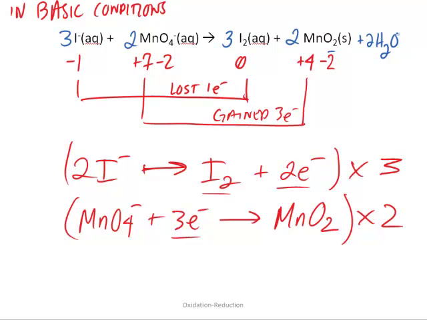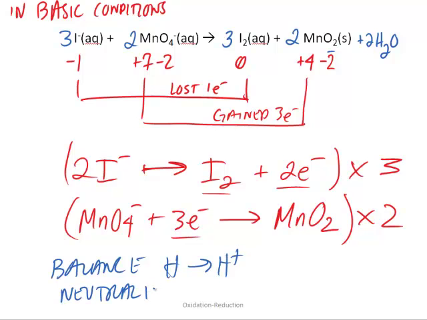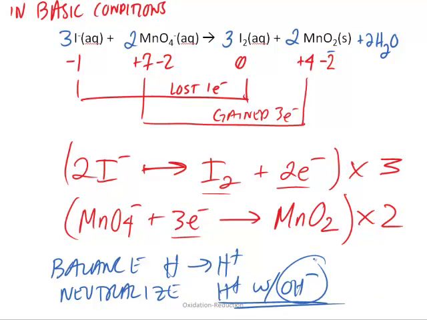And then, here's where my steps for basic conditions come in. First, I'm going to balance hydrogens with H pluses, just like I did, and then I'm going to do a pretend neutralization step with hydroxides, because I've got basic conditions, so I should have hydroxides and not hydrogen ions. Okay, we know that a hydrogen plus a hydroxide will yield a water, so that's what's going to be produced when I neutralize these. Okay, so I've got 4 hydrogens on the right side, so I'm going to need to add 4 H plus ions on the left.